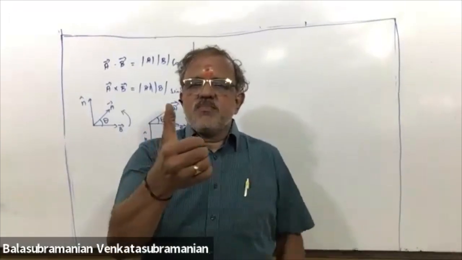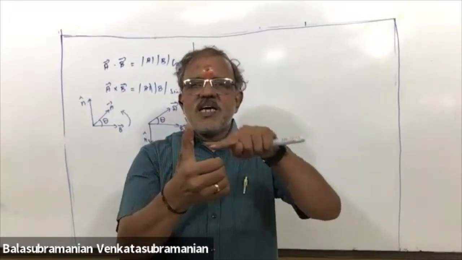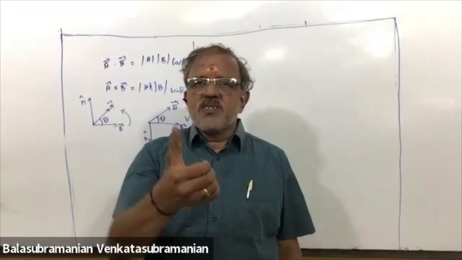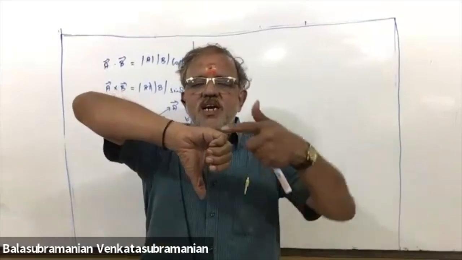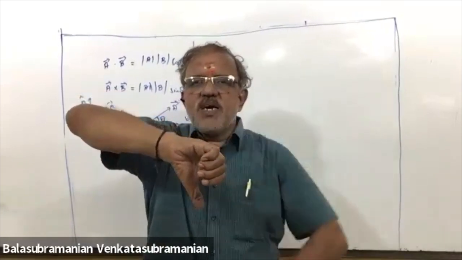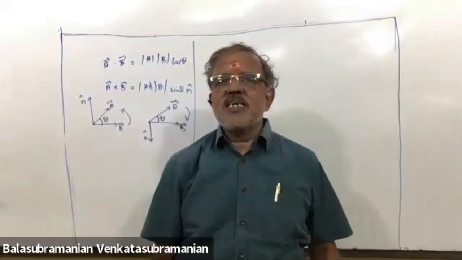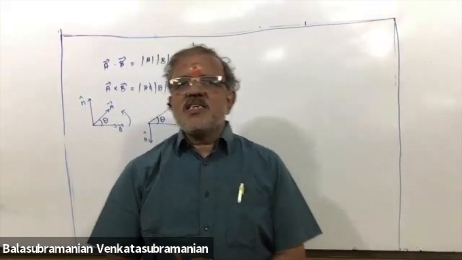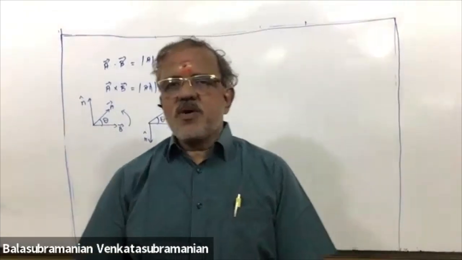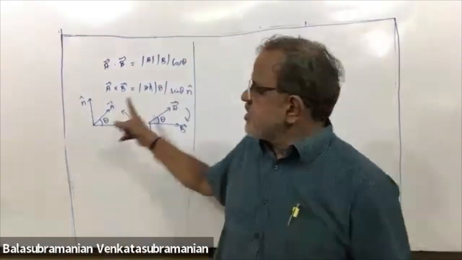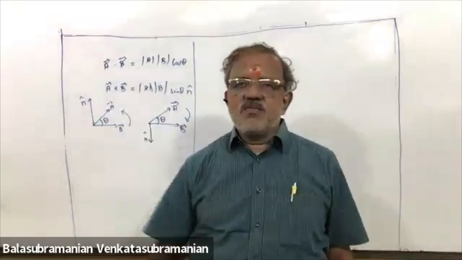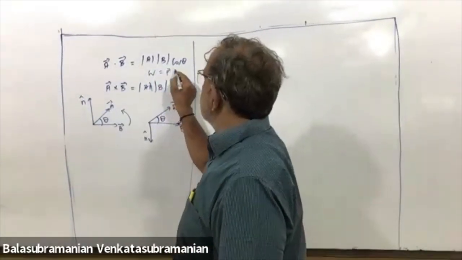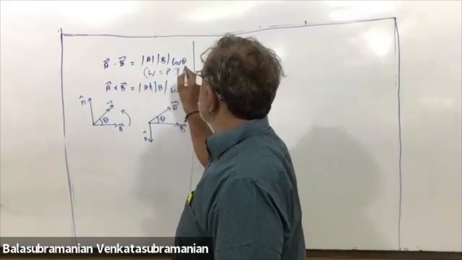Thumb rule is also the same. Curling of fingers anti-clockwise, see the thumb direction upwards. Curling of fingers clockwise, thumb direction is downwards. Right hand thumb rule indicates the resultant direction in the case of vector products. Scalar product example: work done. W is equal to F vector dot S vector.